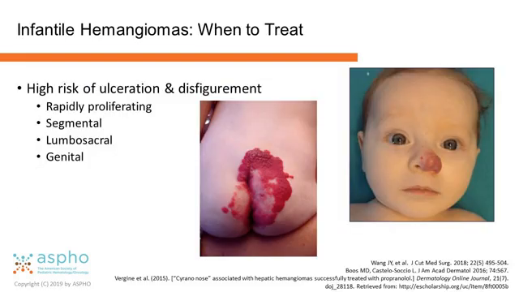When we think about treatment of infantile hemangiomas, we suggest treating those which have a high risk of ulceration and/or disfigurement. Hemangiomas more apt to ulcerate or cause disfigurement include those that are rapidly proliferating, those that are segmental in nature, like our patients, those that are lumbosacral or involving the perineal areas.